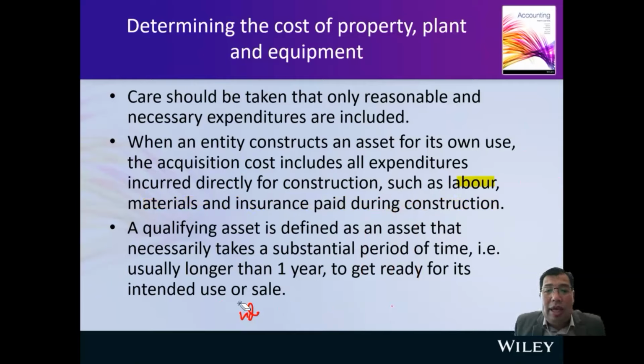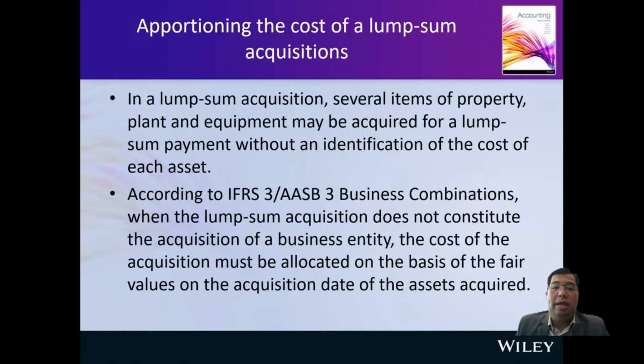When we talk about the property, it incurs all costs related to the construction, such as labor. If you need to pay for the material, insurance, or whatever cost incurred in constructing the building, that is for the construction assets. A qualifying asset is defined as an asset that necessarily takes a substantial period of time, usually longer than 1 year, to get ready for its intended use or sale. So this is what it means by qualifying assets.